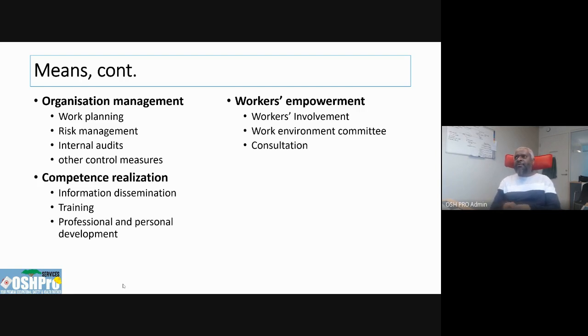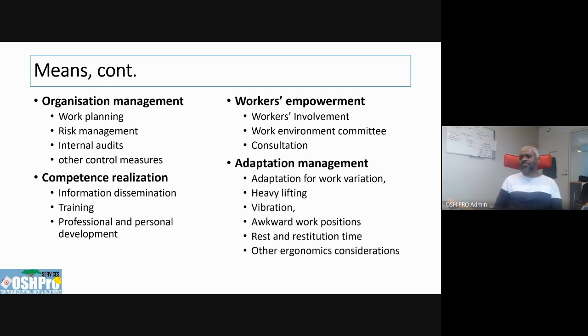So this is part of workers' empowerment, that the workers can make decisions which concern production, for example, without being punished. If you're working at a construction site and you can see that the scaffold is not proper, the worker should be able to say, no, we cannot work here, and they should not be punished. So in the work environment committee, there should be somebody who can take that up and say, no, this is not safe, don't do it until this is fixed, and they should not be punished for that. So that is workers' empowerment. And when the workers feel that they are empowered to make decisions that involve their safety and their health, then they feel part ownership of the company, and they do more. So we want to have adaptation management. So adaptation for work variation, so that people don't do the same work every day.